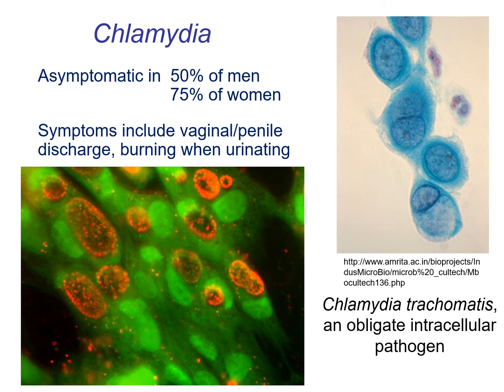So the one on the bottom left there, for instance, the red is the result of a fluorescent dye that is bound to chlamydia cells that are living inside epithelial cells that are being depicted with a green fluorescent protein.